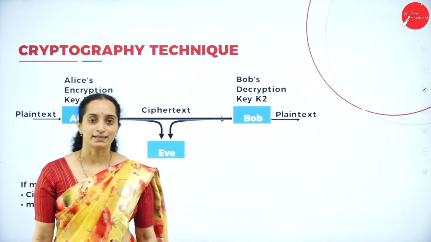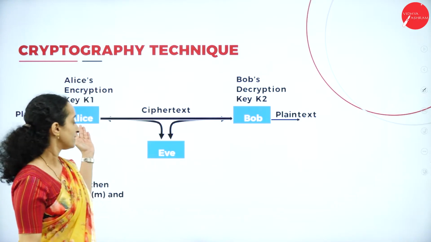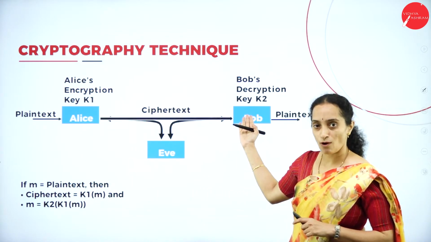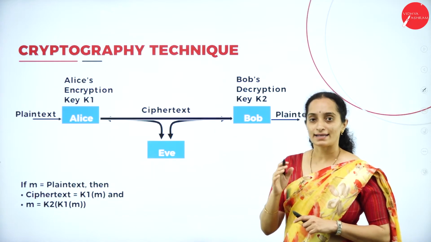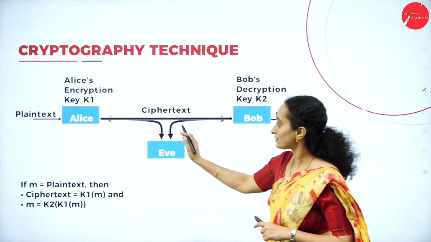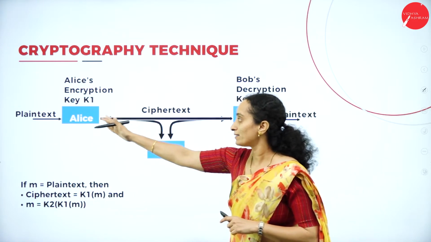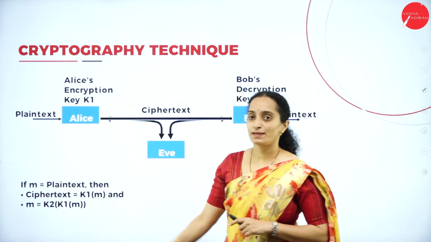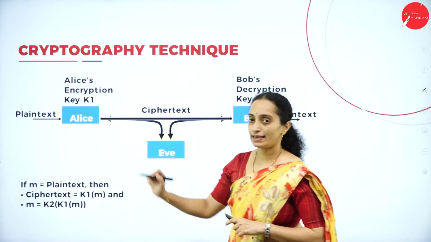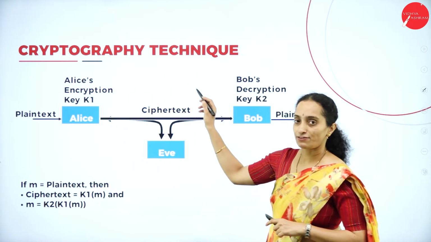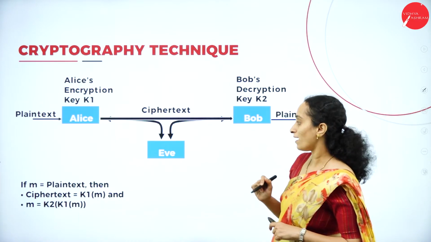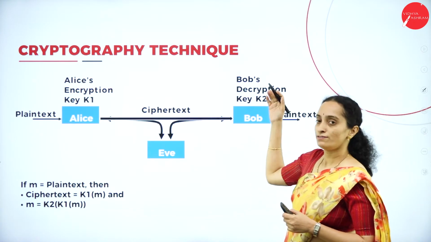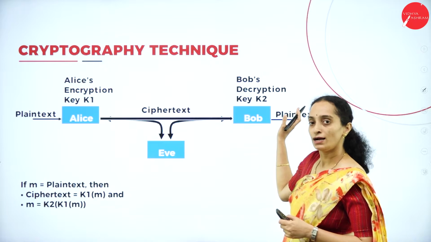Now, we have a diagrammatic representation of this process. Here, we have a sender Alice and a receiver Bob. Eve is an attacker or intruder who is trying to get to the message sent by Alice to Bob. There will be a plain text, and a key K1 used by Alice. The ciphertext will be moved on the network path. Bob will have a decryption key K2 which converts this ciphertext to the plain text.